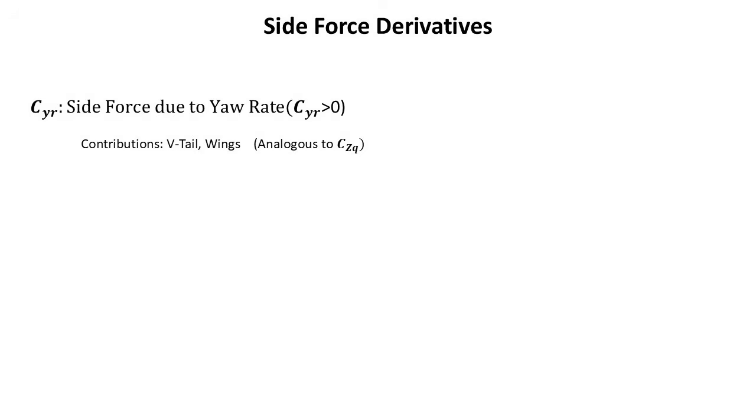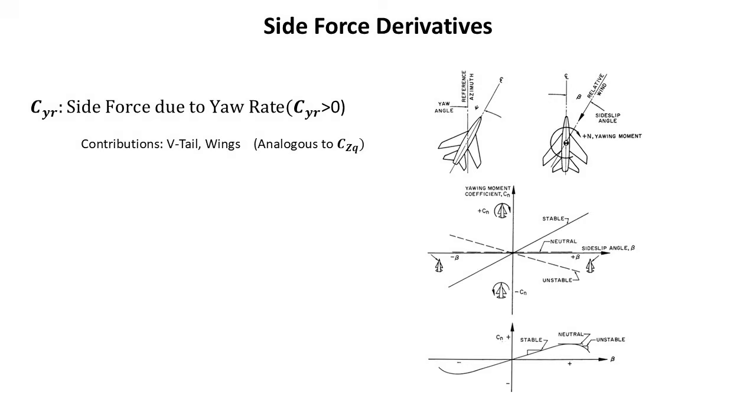So to start on the side force derivatives, first we have CYR, which describes how the side force changes in response to the yaw rate, and this should be positive. Again, a vertical tail is the primary contribution to this derivative, but for a tailless aircraft, here's how we can approach this derivative. Even without a tail, we'd expect CYR to be positive because when the aircraft yaws to the right, the left wing moves faster through the air, experiencing an increased relative velocity and therefore more lift and drag compared to the right wing.